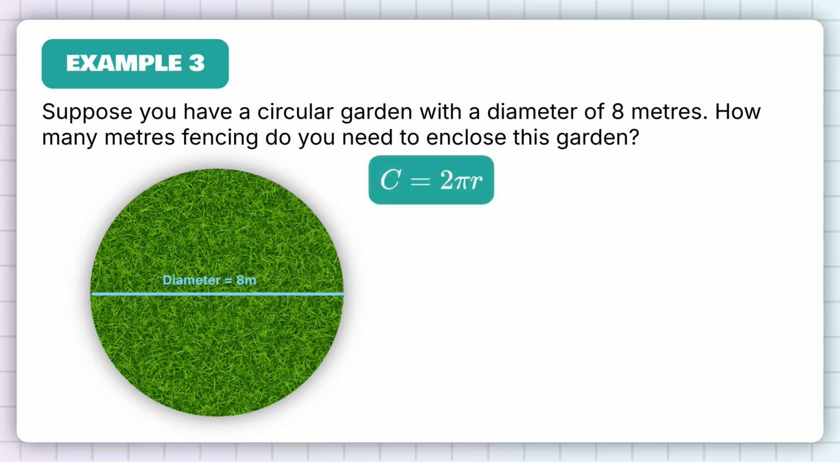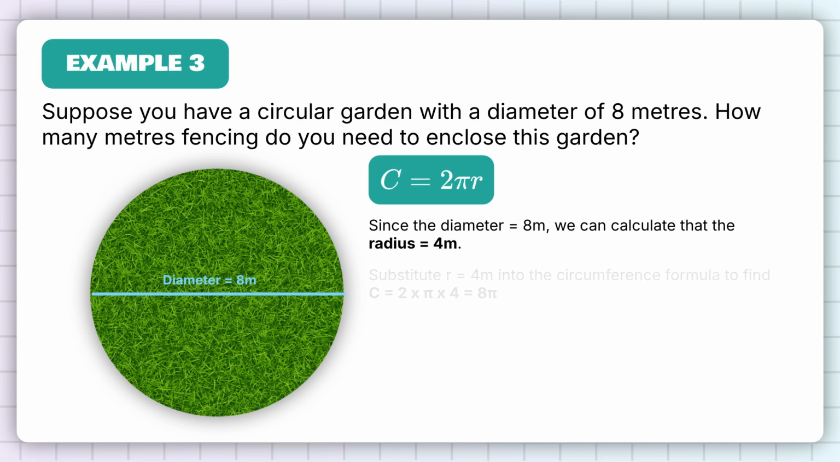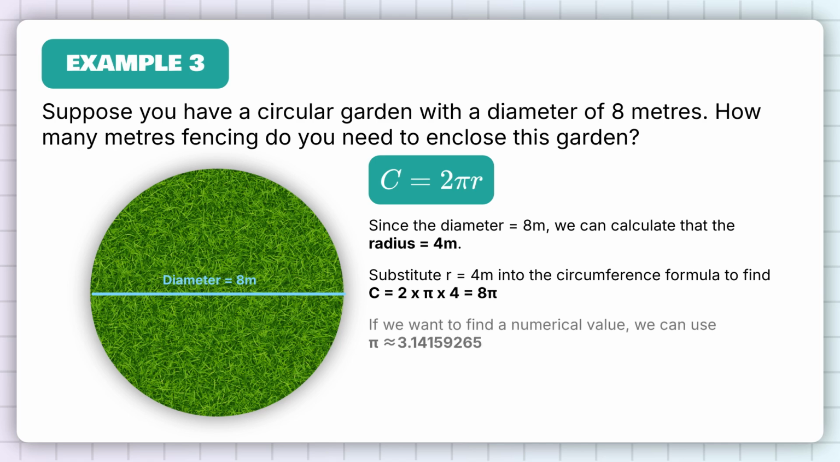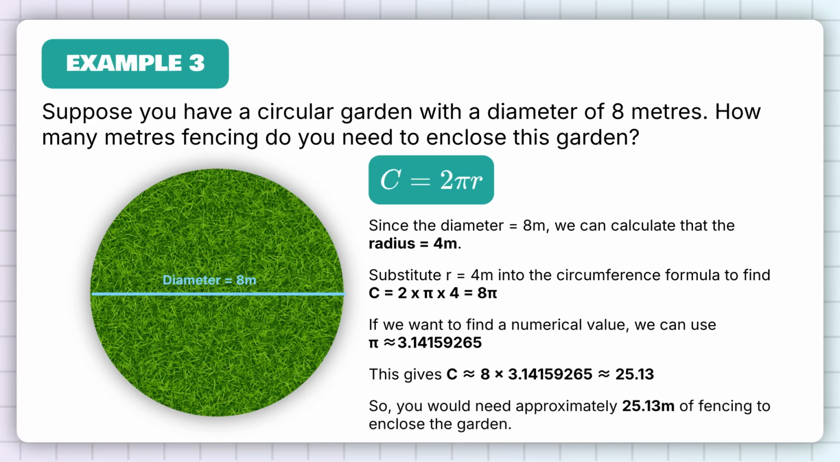So first write out your formula for the circumference of a circle, which is 2πr. Then we need to find the radius. Since the diameter is twice the radius, we can divide the diameter of 8 meters by 2 to find that the radius is 4 meters. Now we substitute the radius into the circumference formula to find that C equals 8π. Using the approximation for pi, we find that C equals approximately 25.13 meters. So you would need approximately 25.13 meters of fencing to enclose the garden. By working through these examples, we've seen how to calculate both the circumference and area of circles using pi.